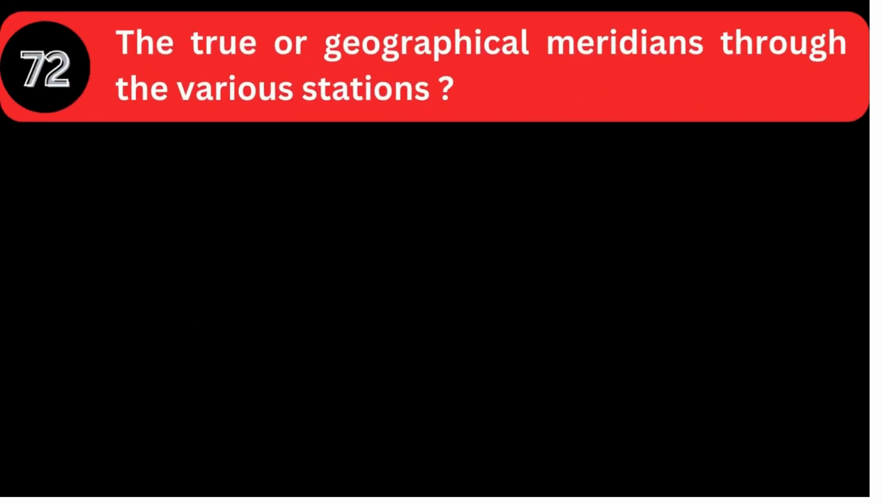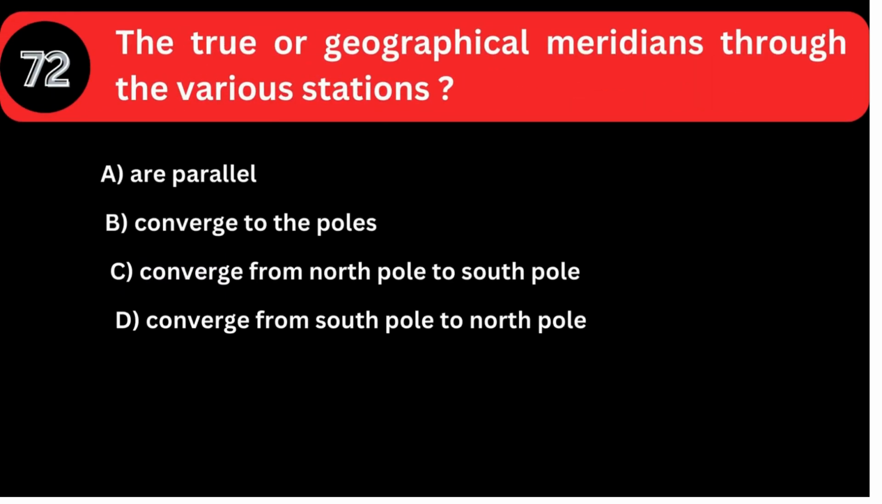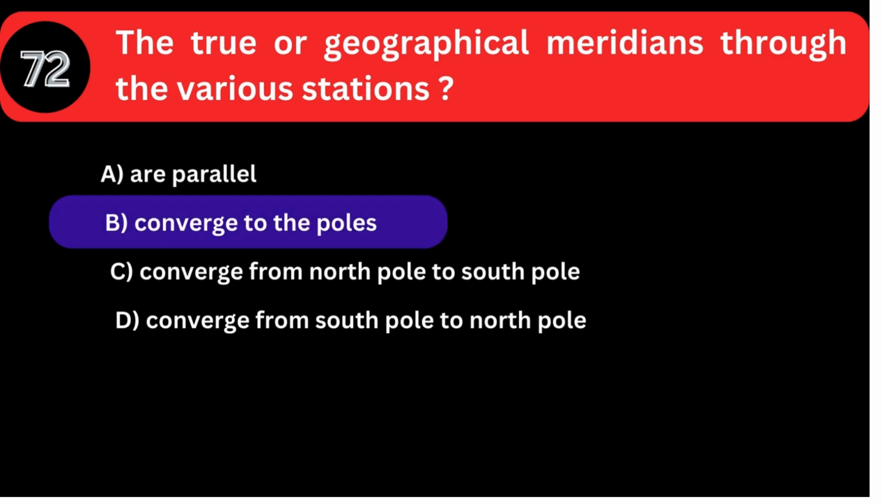The true or geographical meridians through the various stations. Options: A. Are parallel. B. Converge to the poles. C. Converge from North Pole to South Pole. D. Converge from South Pole to North Pole. Answer: B. Converge to the poles.